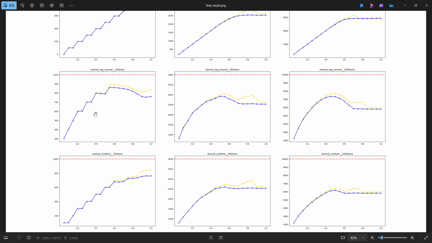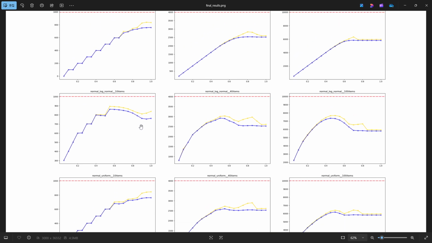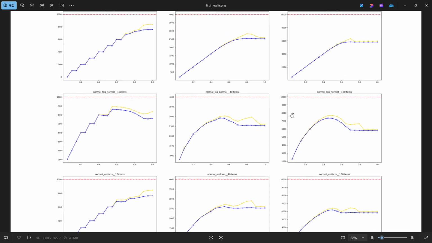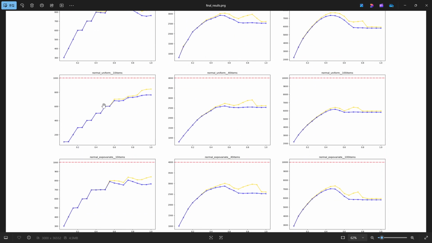Normal log normal. Yeah, somewhat similar to this, as the dip size increases at 10 items, but at 40 items they do somewhat converge, and the behavior between 40 items and 100 items with this distribution product is almost the same. Normal uniform, again the same. Normal uniform, 40 items and 100 items.